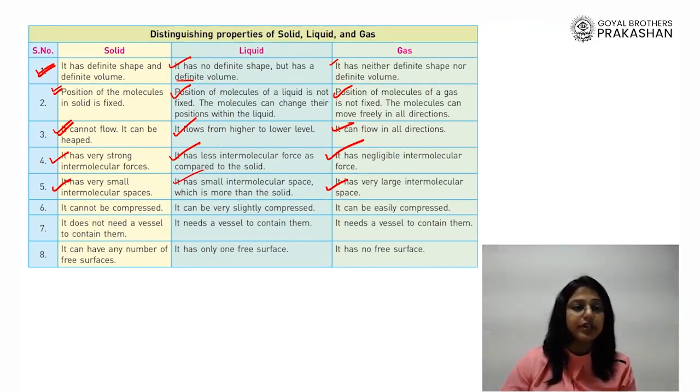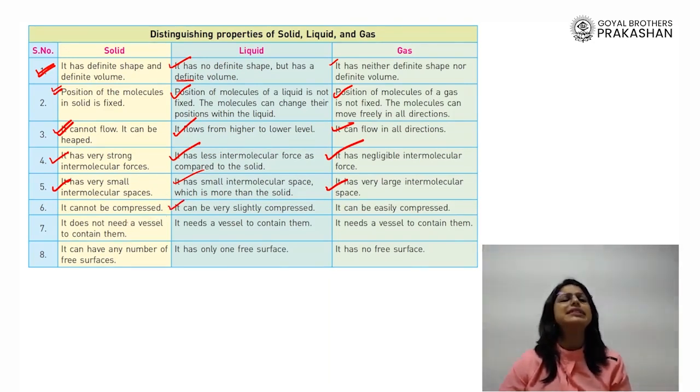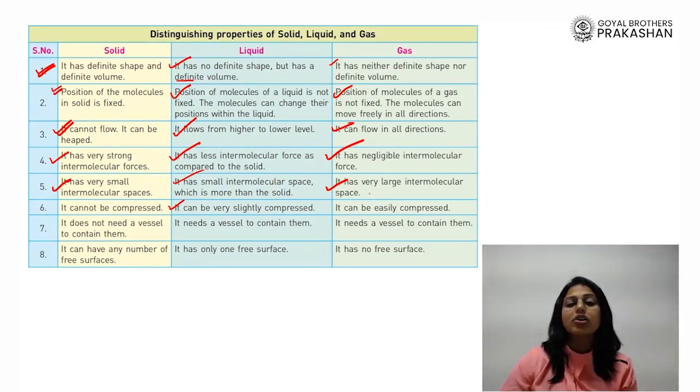Let's come to the sixth point. It cannot be compressed. Can we compress a solid? No. Even applying very great force, it may break, but it cannot be compressed. The same happens with liquid, but it is still slightly compressible because of the intermolecular spaces it has. Talking about gas, it is very easily compressed.